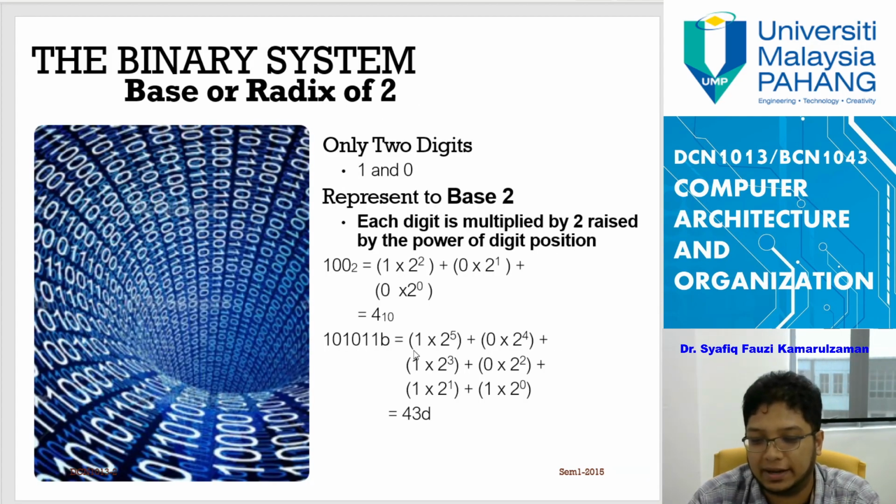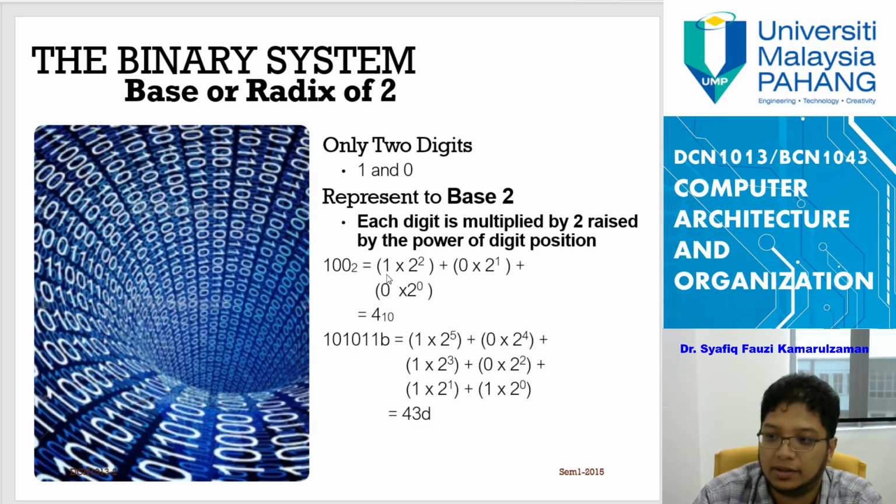When we look at binary, instead of 10, we are talking about 2. So if you say it's 100 in binary, it means 1 times 2 power of 2. Why? Because it is in location number 2. So here is location 0, location 1, location 2. So 1 times 2 power of 2, 0 times 2 power of 1, and 0 times 2 power of 0. So the total of this is 4. In this case here, the total of it is 43. It goes up until 2 power 5, which is the 6th location.